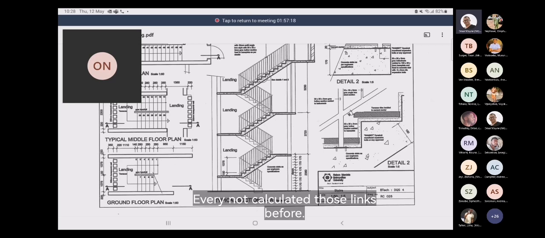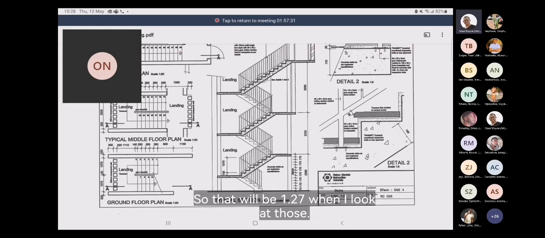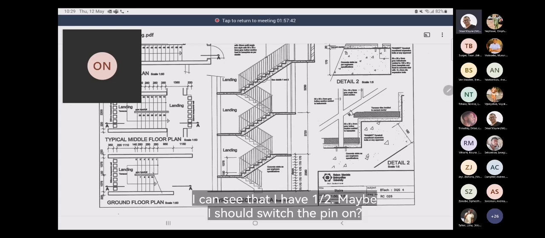Have we not calculated those lengths before? Calculate those as 1269. So that will be 1.27. When I look at those, excuse me, at my balusters, I can see that I have 1, 2, maybe I should switch the pen on.